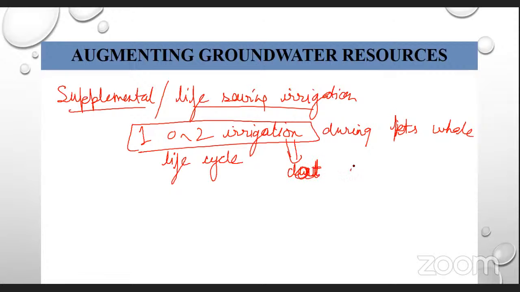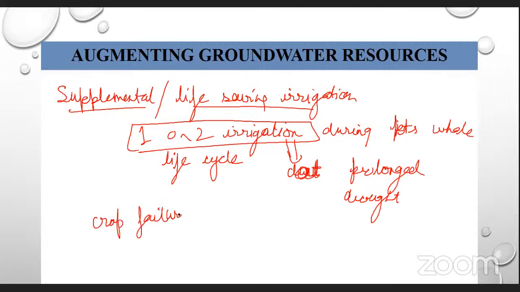at a prolonged drought condition. That means the crop is facing prolonged drought condition, and if we do not give this one or two irrigations to the crop, then crop failure will occur. So this term, supplemental or life saving irrigation, is also very important.